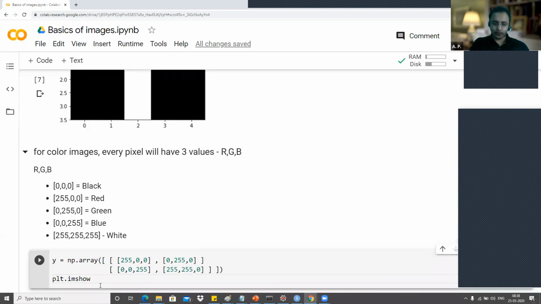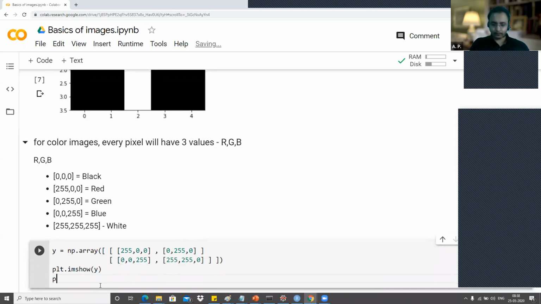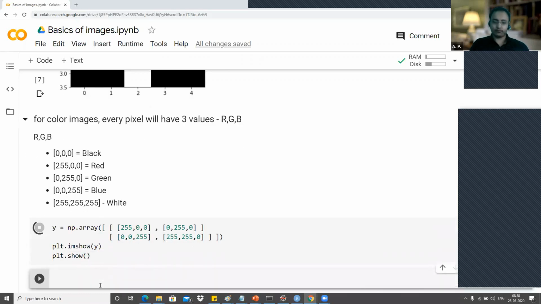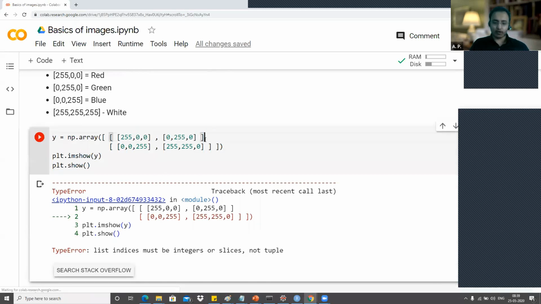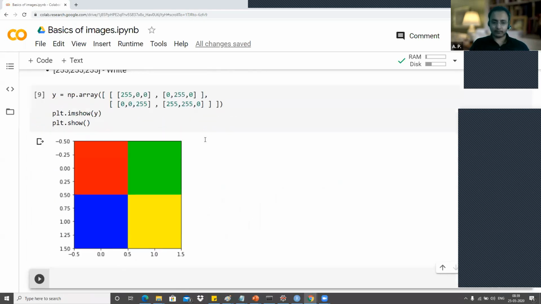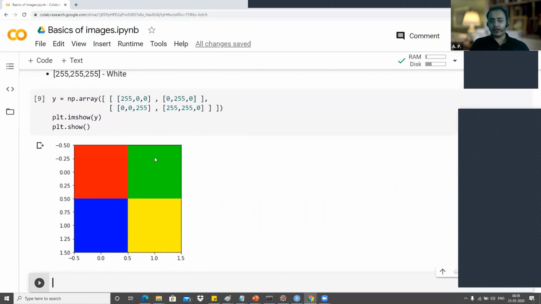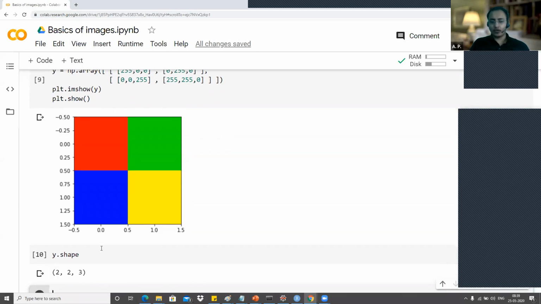I can do plt.imshow(y). So it says that I'm missing something. Oh, I'm missing a comma here. So now you can see that we got an image of shape 2 by 2, right? So it's 2 rows and 2 columns, but every pixel has 3 values. So if you look at y.shape here, you'll find that the shape is 2 rows and 2 columns by 3, 2 by 2 by 3. Whenever it is a color image, the shape of the image will be row, column, 3. The 3 shows the 3 values RGB, or we also call it 3 channels RGB, right?